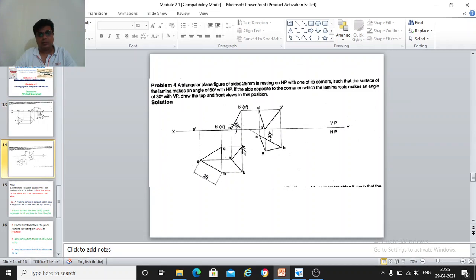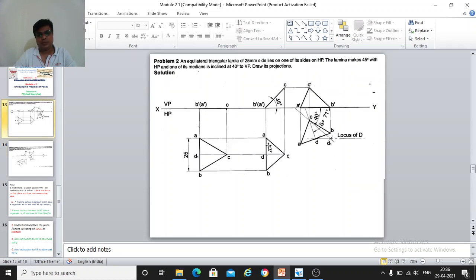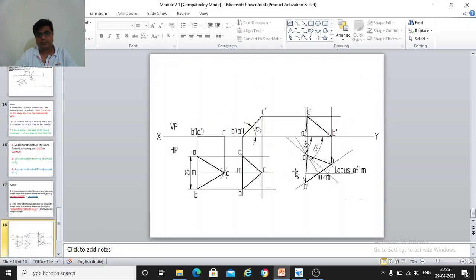So in that previous problem, the length of this edge BC is not changed here. That's why I am keeping it directly on this 30-degree line. I am not following any locus method there. But in this problem, since the length of the median CM is reducing, I am following the locus method here, right? So we will make a small change here.